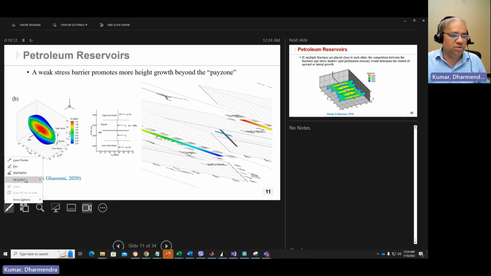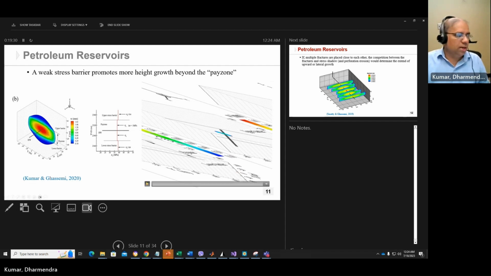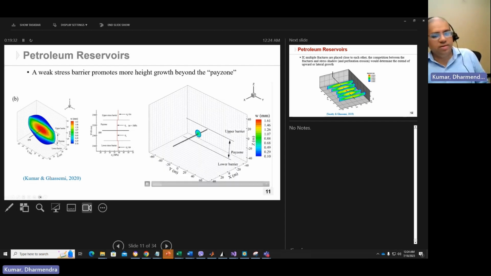Let's see another case in oil and gas where we have a relatively weak barrier. Like we have seen in the earlier case, we have that stress barrier of 10 MPa. But in this case, instead of 10 MPa, we have a 1 MPa barrier top and bottom. And let's see how the fracture will propagate in this case. So let's see how the pressure will go.